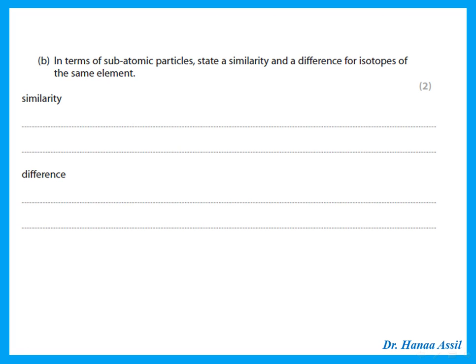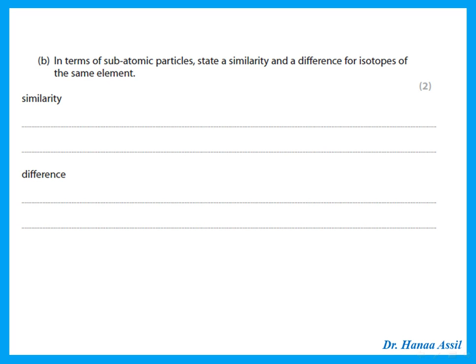In terms of subatomic particles, I'm going to remind you that subatomic particles means the things inside the atom. Protons, neutrons, electrons. These are called subatomic particles. So he's saying in terms of subatomic particles, state a similarity and a difference for isotopes of the same element.